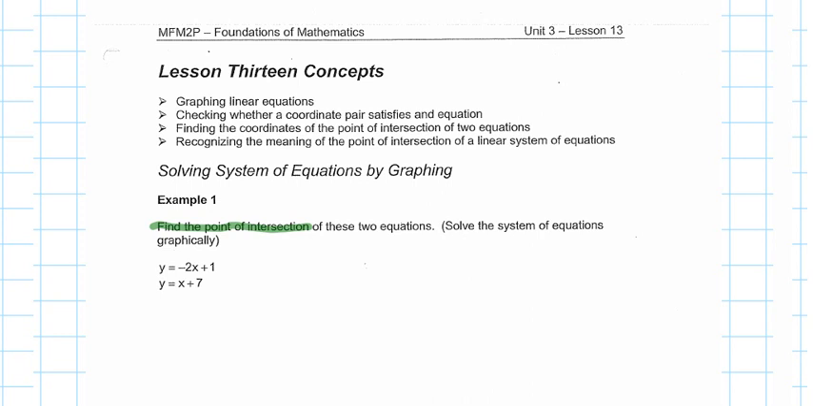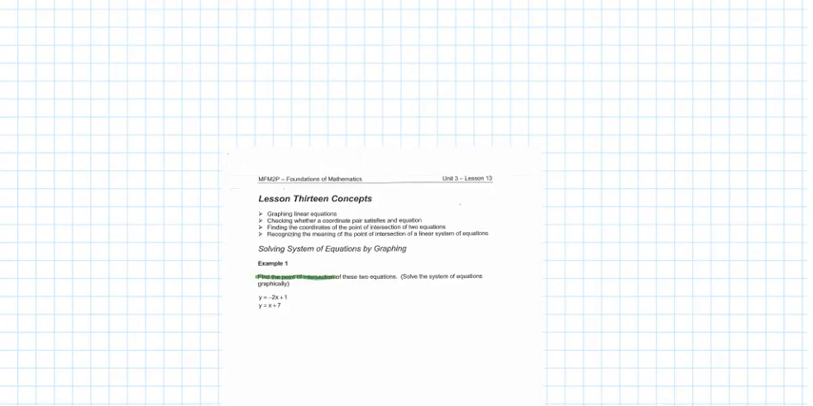How did we learn to graph? What do we need to know in order to be able to graph? That's right. It should be in the y = mx + b format. Are these both in y = mx + b format? What's the slope and what's the y-intercept for the first equation? The y-intercept is +1, and the slope is -2. So I'm going to graph this.